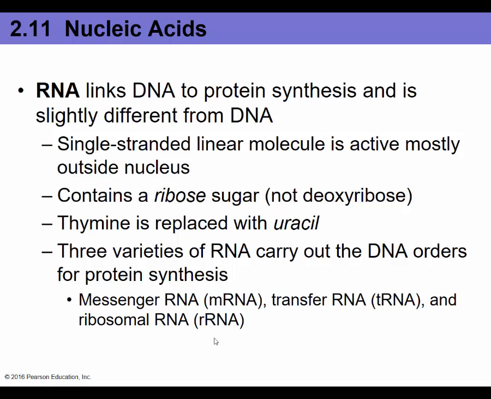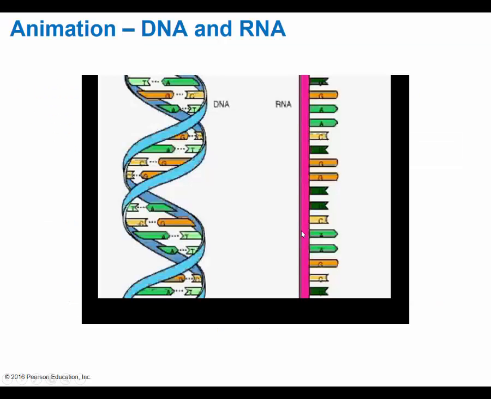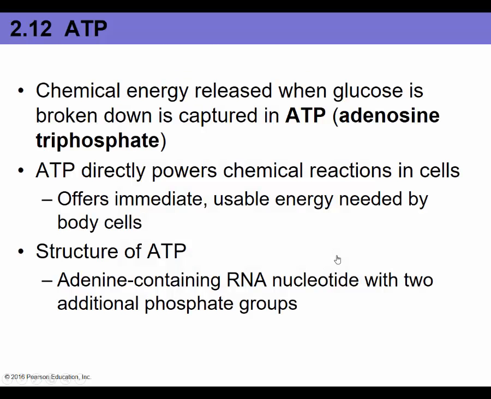RNA is similar, except the sugar in RNA is ribose. Thymine is a nitrogen base in DNA; we replace that with uracil. And it's a single-stranded molecule. So here's DNA, and RNA is single-stranded, so we only see basically like half of what we would see in a DNA ladder. So here's the nitrogen bases going down the center, and we'll talk more about those in lab.